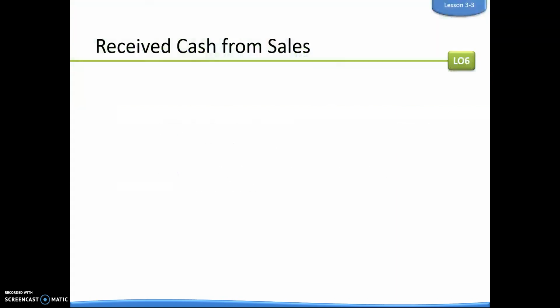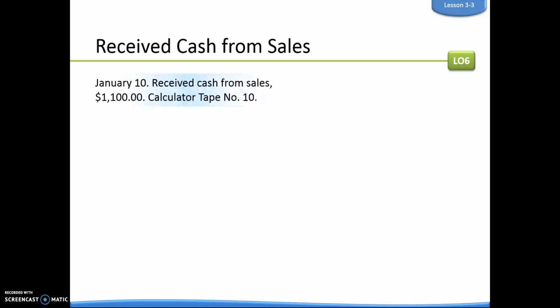So first off, let's talk about receiving cash from sales. In this situation, our transaction says on January 10th, we received cash from sales of $1,100, calculator tape number 10. Now, a couple things I want to point out. Typically, calculator tape, the number 10 corresponds with the date, so you can see that that's happening here.